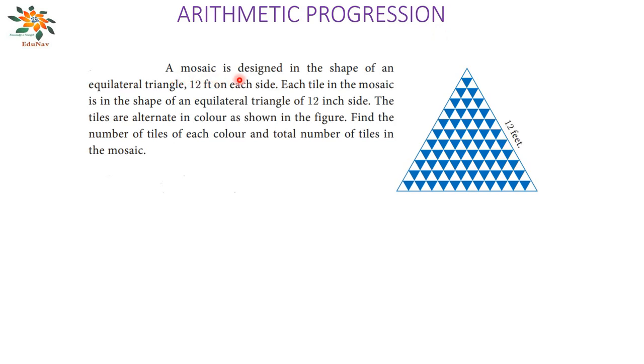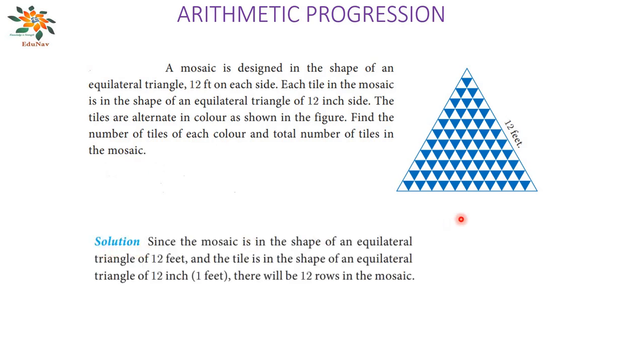Dear students, in this session we shall work one problem based on arithmetic progression. A mosaic is designed in the shape of an equilateral triangle 12 feet on each side. Each tile in the mosaic is in the shape of an equilateral triangle of 12-inch side. The tiles are alternate in color as shown in the figure. Find the number of tiles of each color and the total number of tiles in the mosaic.